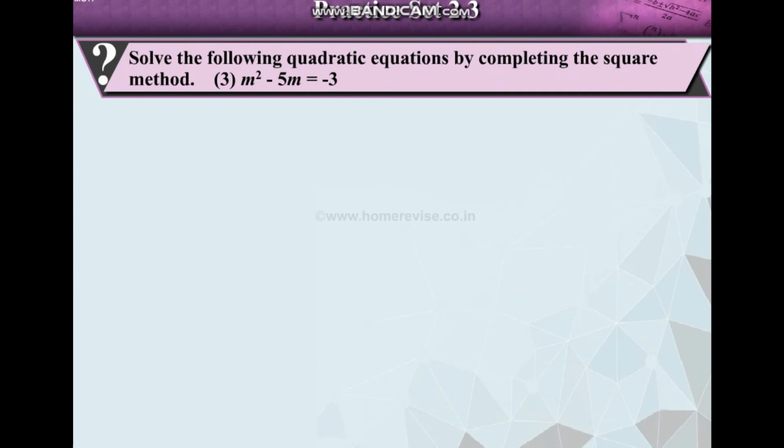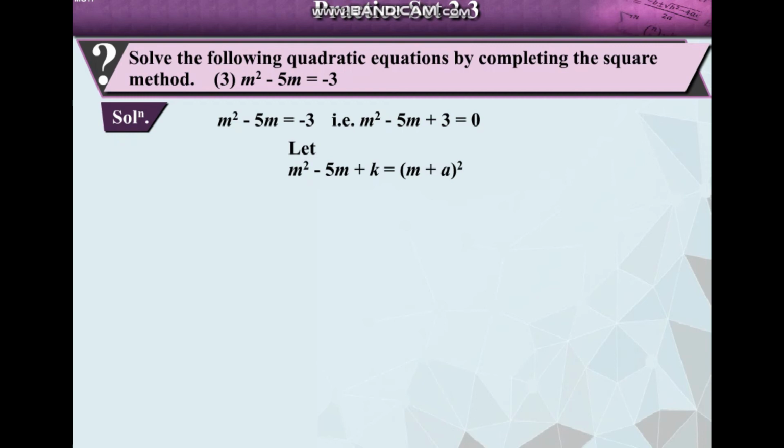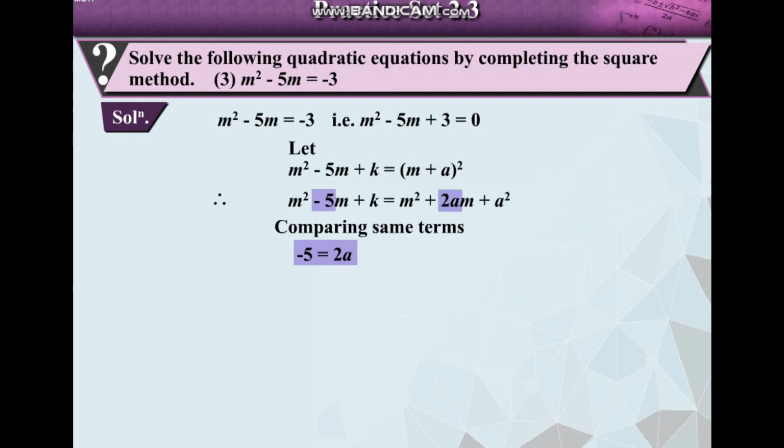Three, m square minus 5m is equal to minus 3. Solution: m square minus 5m is equal to minus 3, that is, m square minus 5m plus 3 is equal to 0. Let m square minus 5m plus k is equal to m plus a the whole square. Therefore, m square minus 5m plus k is equal to m square plus 2am plus a square. Comparing equal terms, minus 5 is equal to 2a and k is equal to a square.